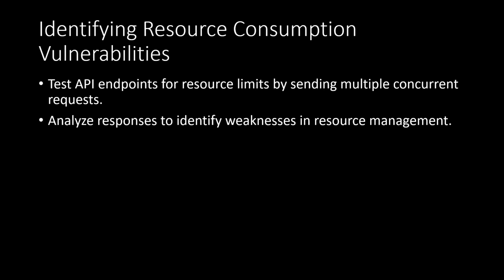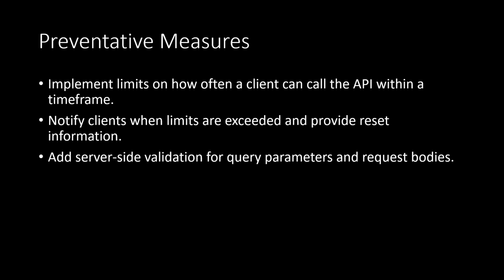To identify resource consumption vulnerabilities, test your API endpoints by sending multiple concurrent requests and analyze the responses. Look for signs of weakness in how the API manages and limits resource use. Preventing unrestricted resource consumption involves implementing limits on how often a client can call the API within a specified time frame. Notify clients when these limits are exceeded and provide reset information. Additionally, add server-side validation for query parameters and request bodies to control the number of records returned.